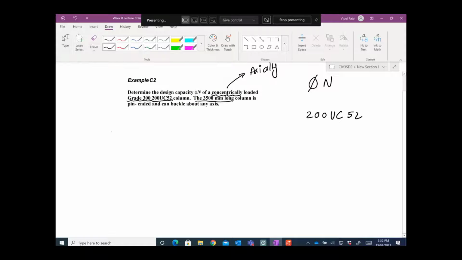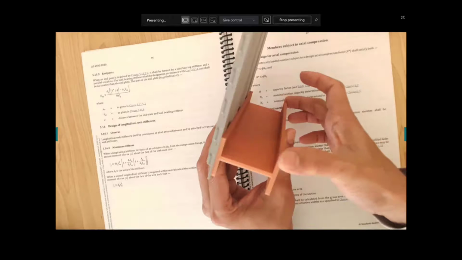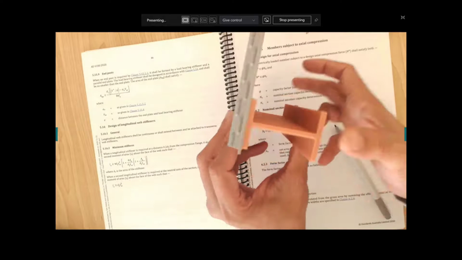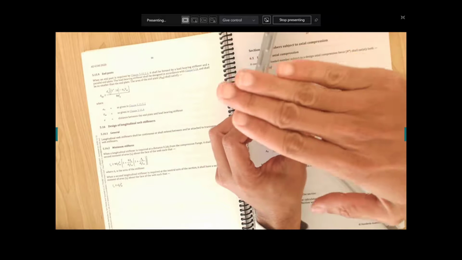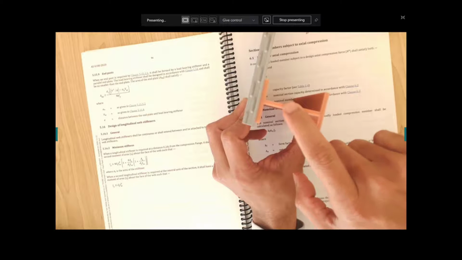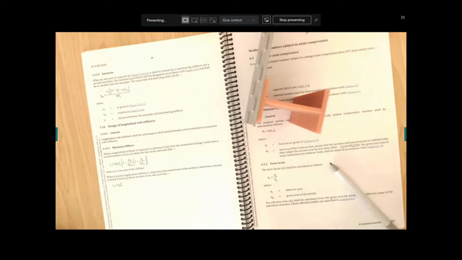So if I just take the column, assume that this is a column and this is 3.5 meters, not to scale, axially loaded, meaning it is just loaded. You can't just apply the axial load at a point, by the way. Axially loaded means you have a plate here, a strong plate.